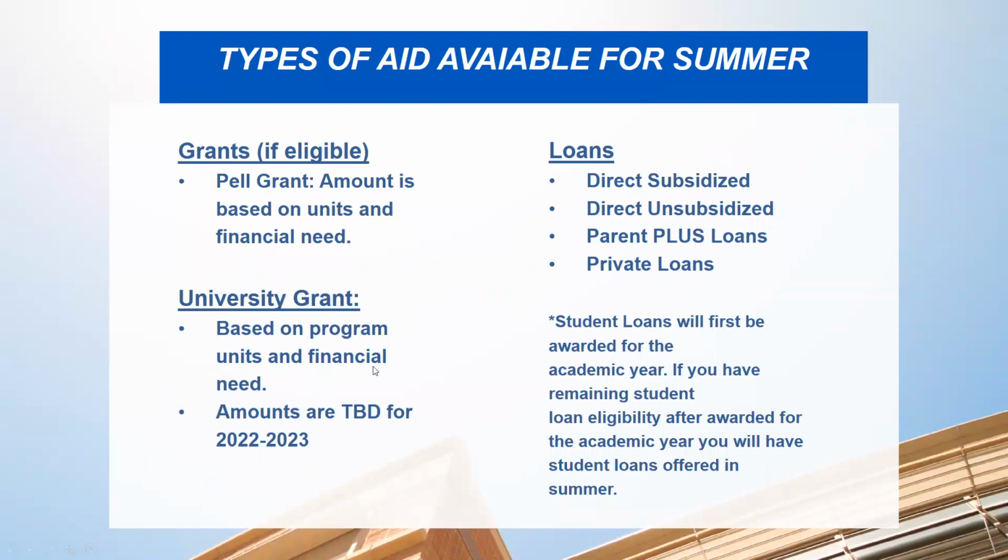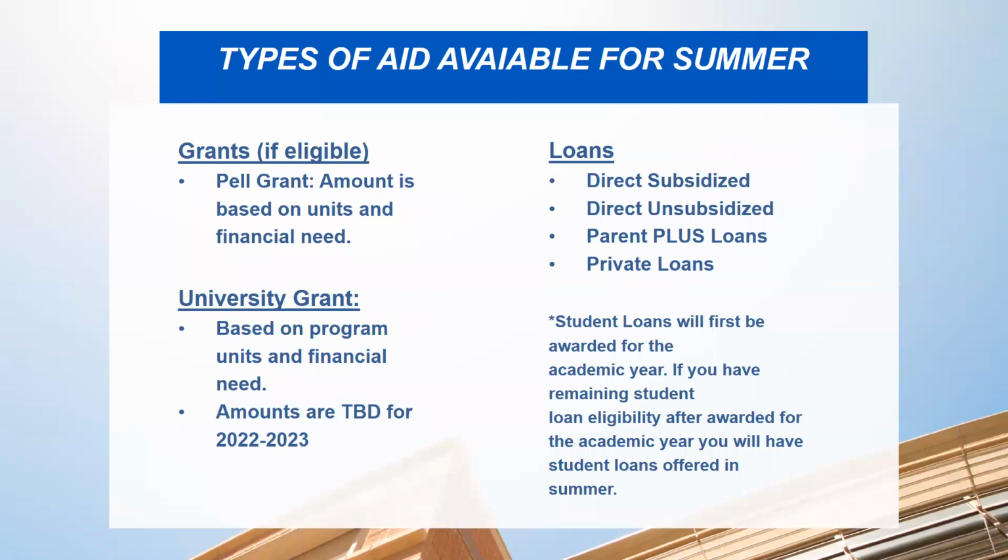Okay, the types of aid that are available for the summer, because there's a difference between the types of aid that we award during the academic year, and by academic year, I mean the fall, winter, and spring quarters. For the summer, the only aid we have available are grants, which is the Pell Grant, if you're eligible for the Pell Grant, and the university grant.